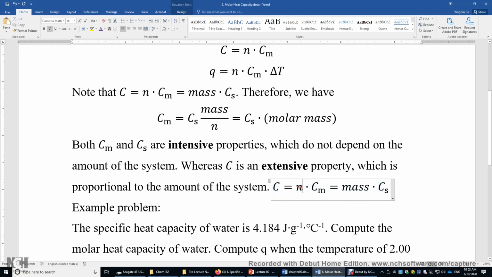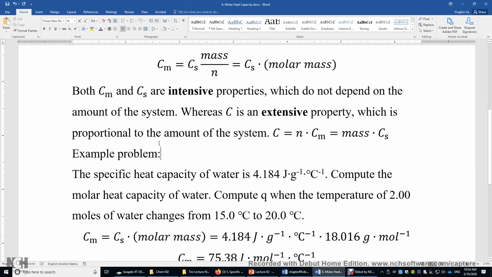In the end, remember this equation. C equals the number of moles times the molar heat capacity equals mass times the specific heat capacity. Let's work on one example problem.